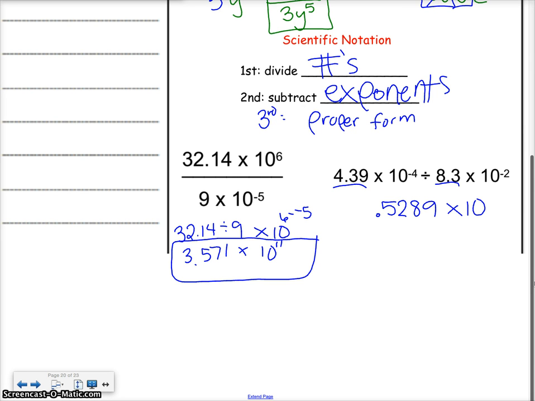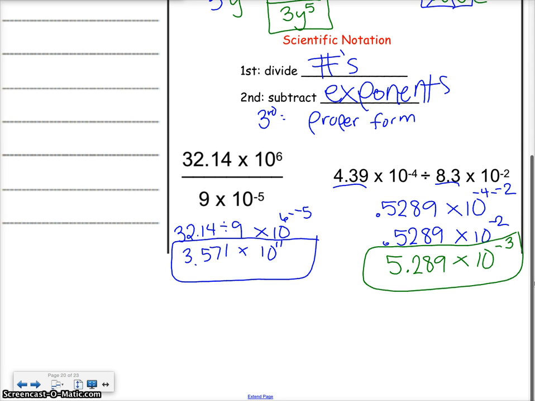Times 10 to the -4 minus a -2 is 0.5289, my bad, times 10 to the -2. And it's not in proper form. I didn't get it in proper form. So this is going to turn to 5.289 times 10. So I made it bigger by 1. I'm going to make it smaller by 1, -3. And that is a division property of exponents.